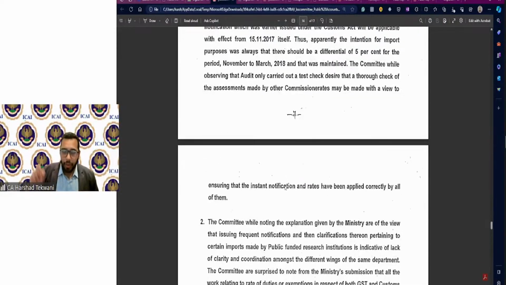So from start to end, your particular report plays a very important role in case of an audit of a public sector undertaking. Any doubts?